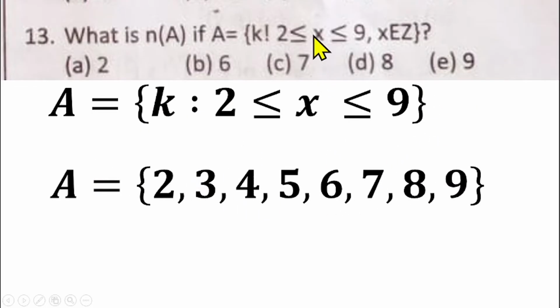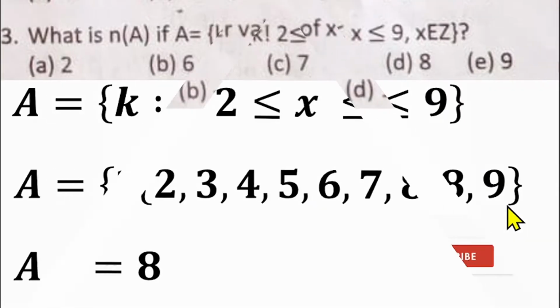Don't forget that 2 is less than or equal to x. That means x is greater than or equal to 2. So you have 2, 3, 4, 5, 6, 7, 8, 9, 10. So there's no 10 there, 9. So x is less than or equal to 9, that means 9 is part of it. So to find the number of elements in A, which is the cardinality of set A, you need to count the number of elements here, and that should give us 8, and we should make option D the right answer for question number 13.